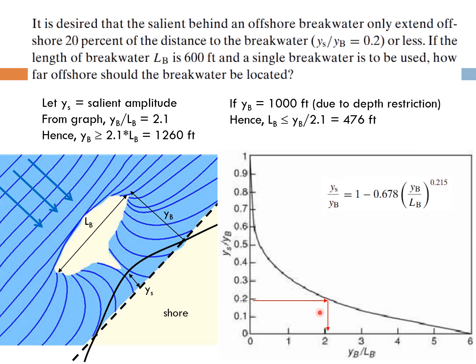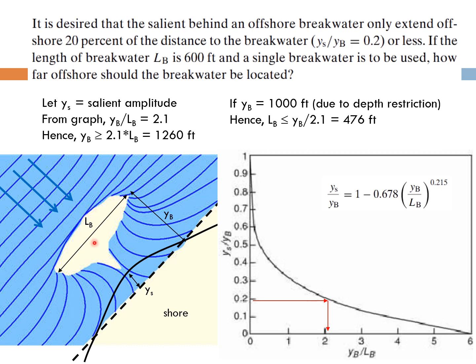We can see from here that as YB over LB increases, that means when the Y is much larger than the L, by 6 times for example, when the breakwater is much further away from the shoreline compared to its length, then the ys over yb will be almost 0. The salient may not even be formed if this breakwater is located so far away.